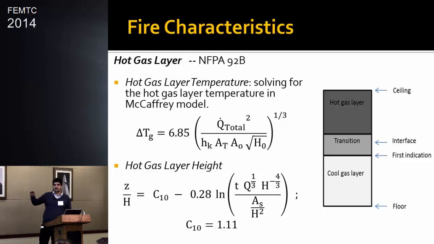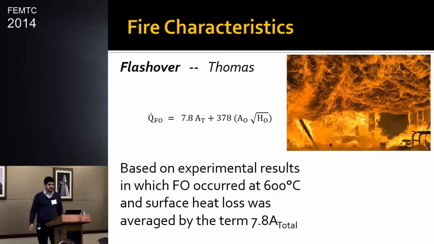I established a 10 feet or 3 meter height for security reasons. That's an average person's height. We can assure that person is going to be protected from the hot gas layer. For the flashover heat, I use Thomas equations based on experimental results, in which flashover occurred at 600 Celsius, and the heat loss is averaged to 7.8 from the total area.